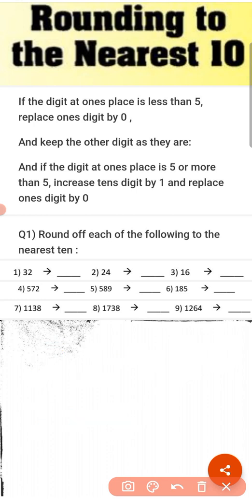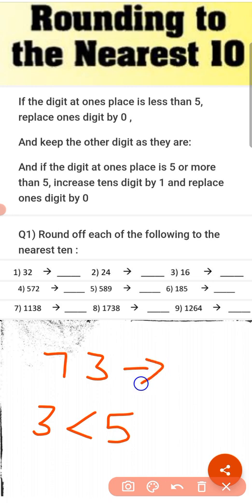Suppose our number is 73. 3 is less than 5. So only one step. Replace 3 by 0 and write the digit at the tens place. Okay.